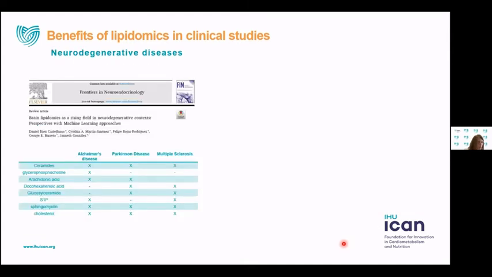So we'd like now to move on to neurodegenerative diseases, where quite a lot of lipidomic studies have also been run. This is a review that is reviewing all the lipid biomarkers that have been identified in 3 different neuropathologies, so in Alzheimer's, Parkinson's, and multiple sclerosis. So you can see here quite a lot of different lipids that are involved. So you have ceramides, glycerophosphocholines, arachidonic acid, but also glucosylceramides, sphingosine 1-phosphate, sphingomyelin, and cholesterol.